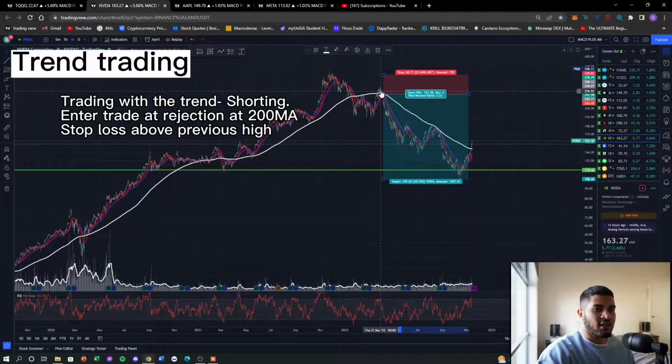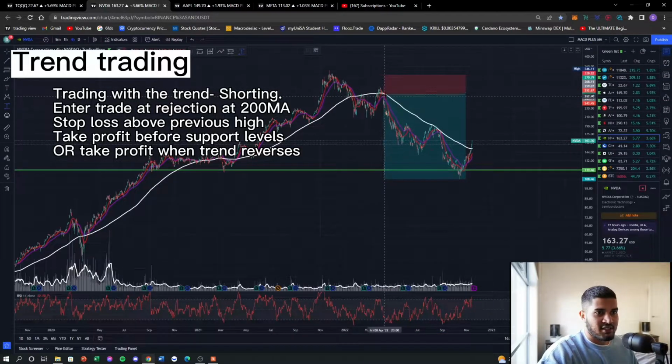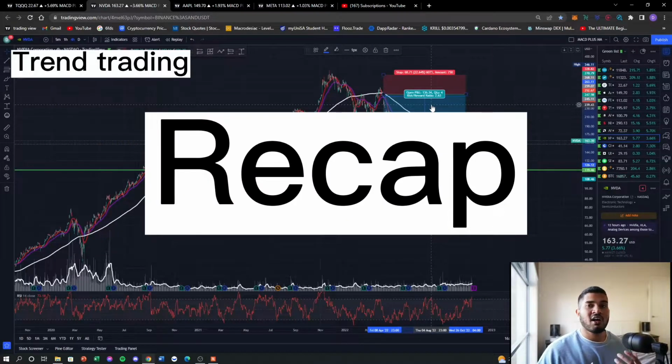Let's say we got in there, it put in a lower low, lower high, lower low, lower high, lower low, and then here it put in a higher high. So we could have potentially quit the trade over here. That would have been a decent return of 52%, which is quite good. So the main thing is we are trading with the trend. We are not going against it.